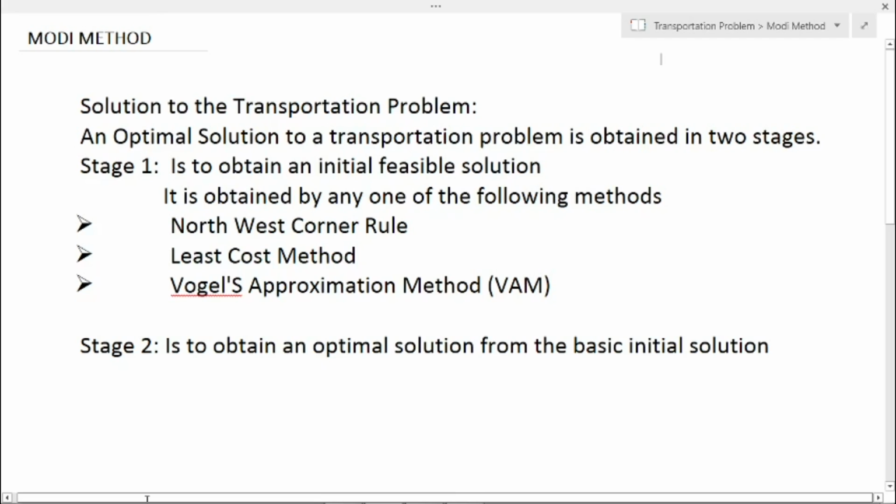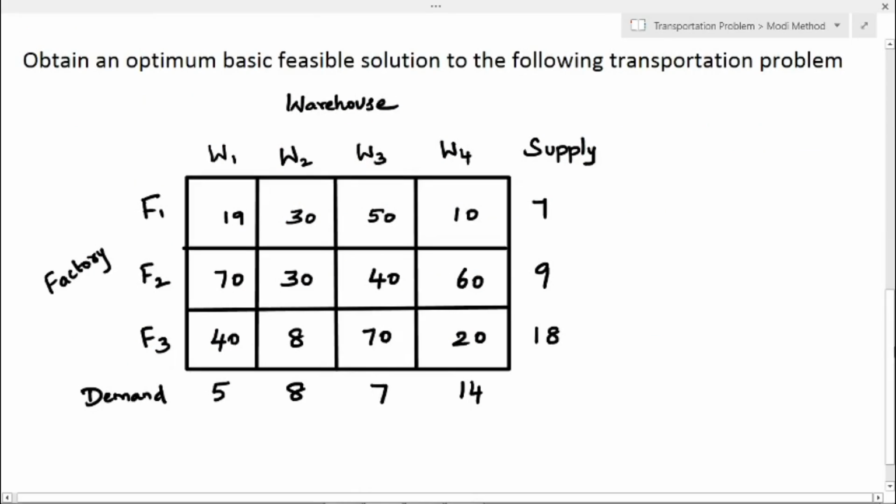Now we have solved an example to test for optimality. Here we have an example. Obtain an optimum basic feasible solution to the following transportation problem. In this example, we have to find the optimum basic feasible solution. It means we have to use MODI's method. So here we have three rows, that is F1, F2, F3, that represent factories, and four columns W1, W2, W3 and W4. They represent warehouses, and demand and supply are given.